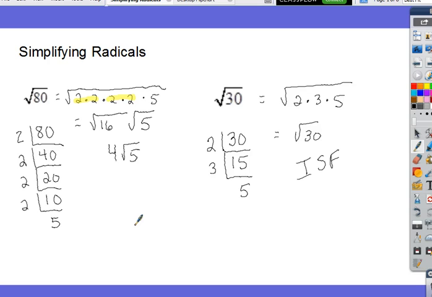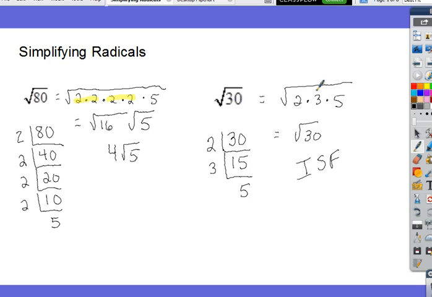Yes? It only simplifies if there's pairs? It only simplifies if there's pairs. Because if there's not pairs, you don't have two identical numbers to multiply together to make a perfect square. Remember, a perfect square has factors that are two numbers that are the same. So if you're looking at factors and you don't have two numbers that are the same, you never had a perfect square to begin with. Does that make sense?